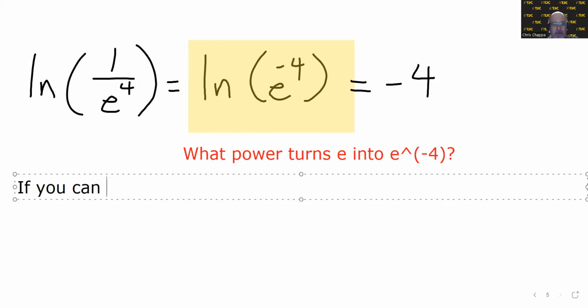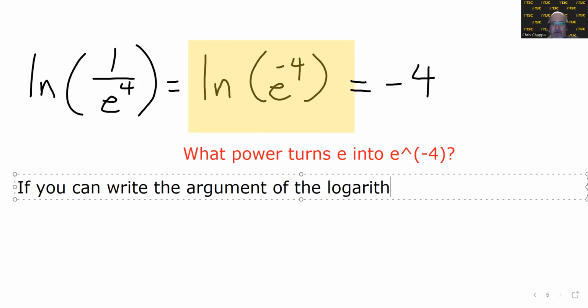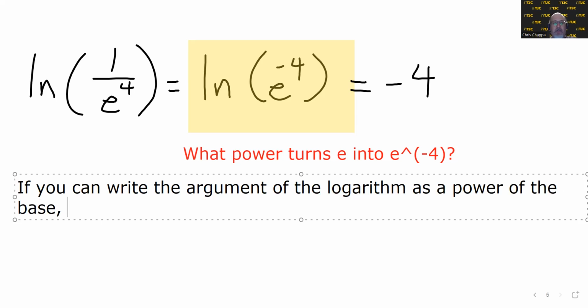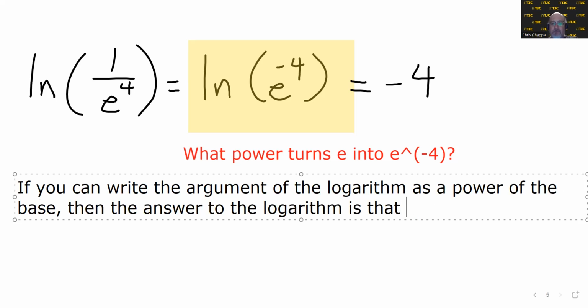If you can write the argument of the logarithm, so the part in parentheses, as a power of the base, in other words, the subscripted number, then the answer to the logarithm is that power. So what we just did here, we wrote the argument 1 over e to the 4th as a power of e because e was the base. It was e to the -4 power. And now the question is, what power do you put on e to turn it into e to the -4 power? Now, this is something we could actually write as a property.